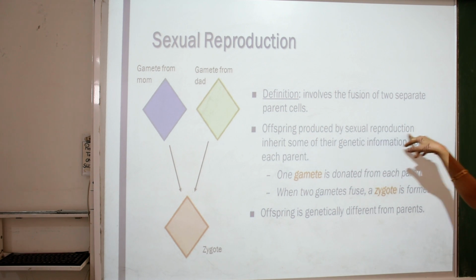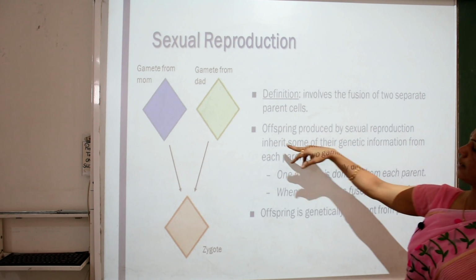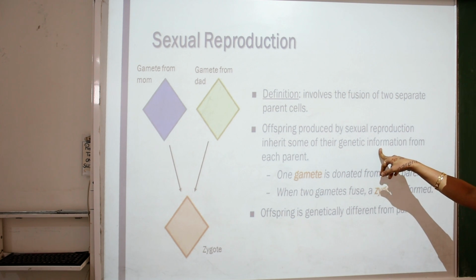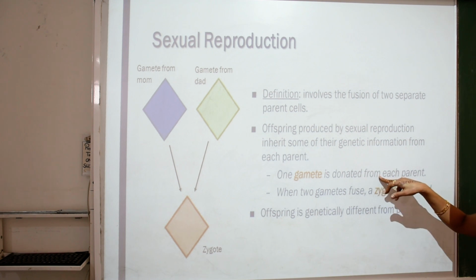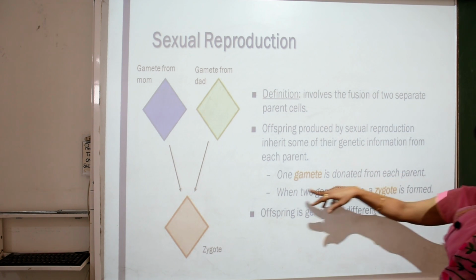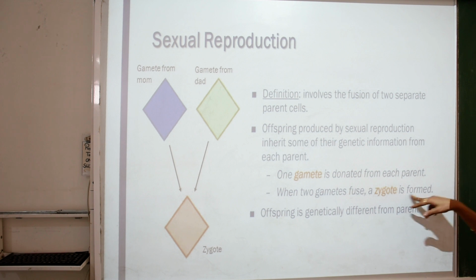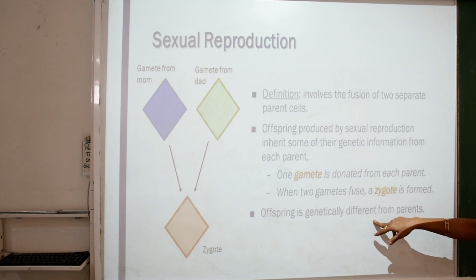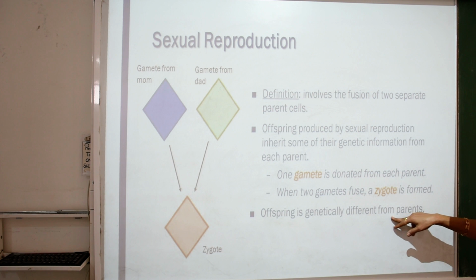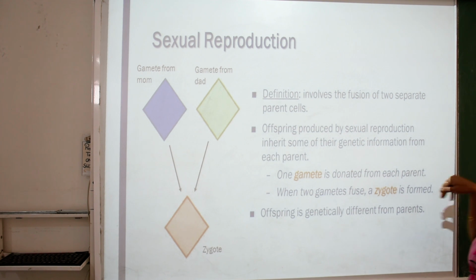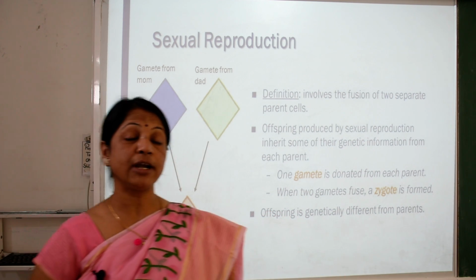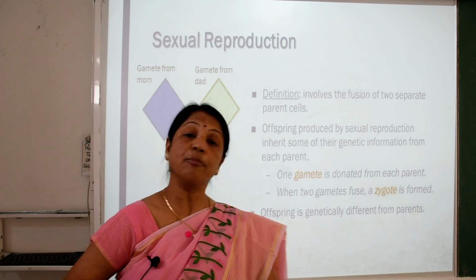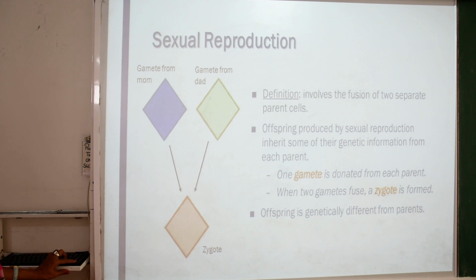Offspring produced by sexual reproduction inherited some of their genetic information from each parent. One gamete is donated from each parent. When two gametes fuse, a zygote is formed. Offspring is genetically different from the parents. Offspring means the baby, that is different from their original parents. So, here we see sexual reproduction.